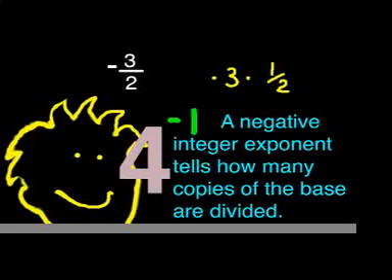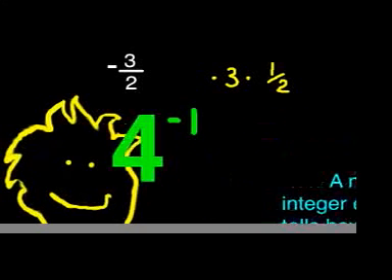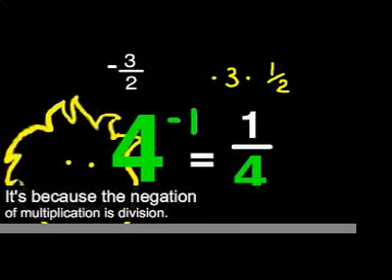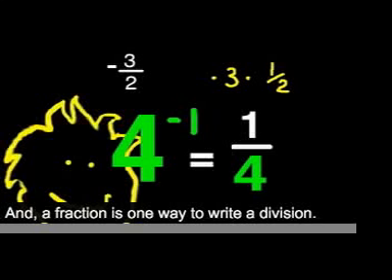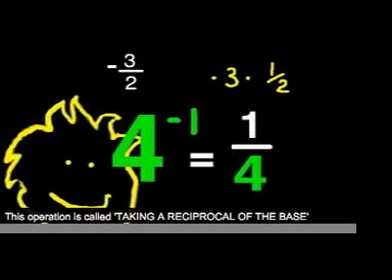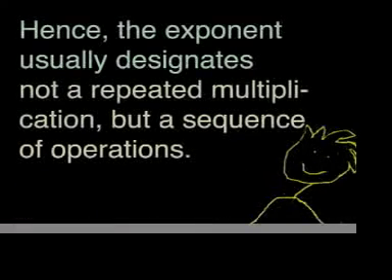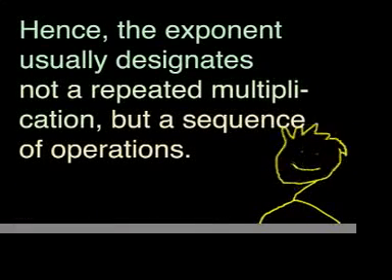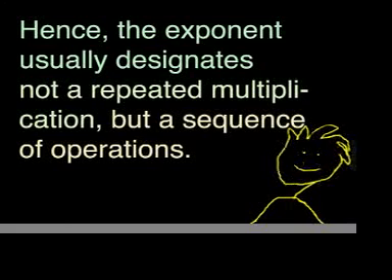A negative integer exponent tells how many copies of the base are divided. It's because the inverse of multiplication is division. And a fraction is just one way to write a division. This operation is also called taking a reciprocal of the base. The exponent usually designates not a repeated multiplication, but a sequence of operations.